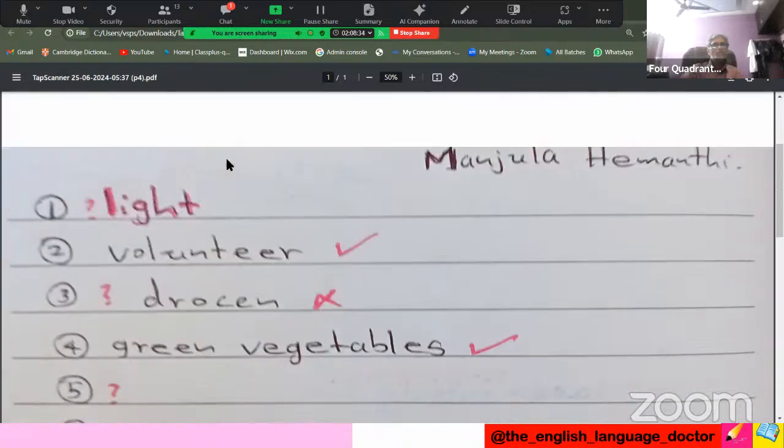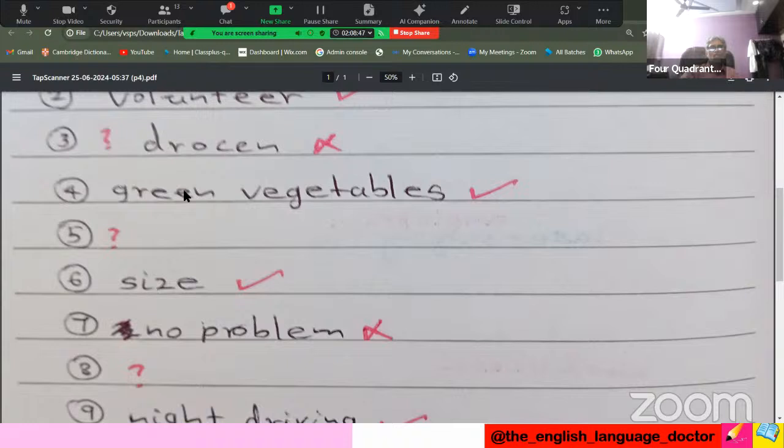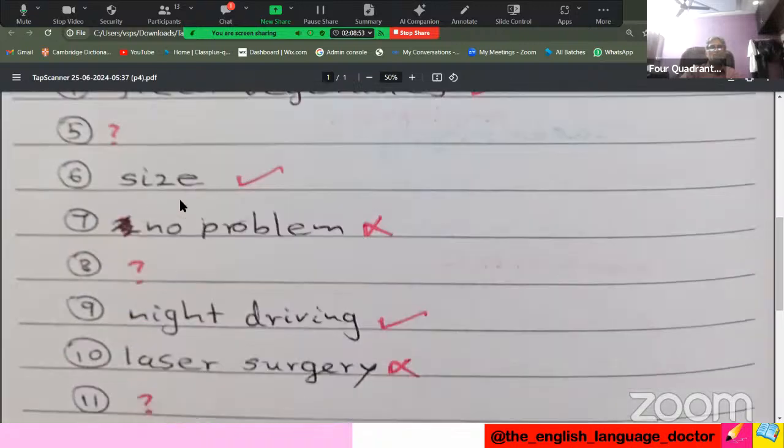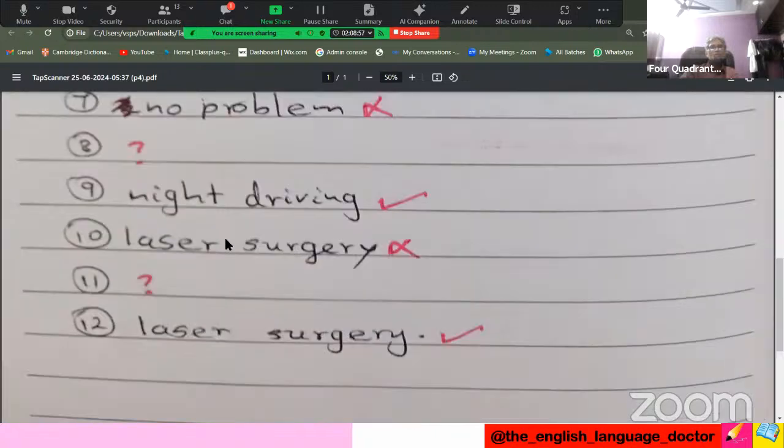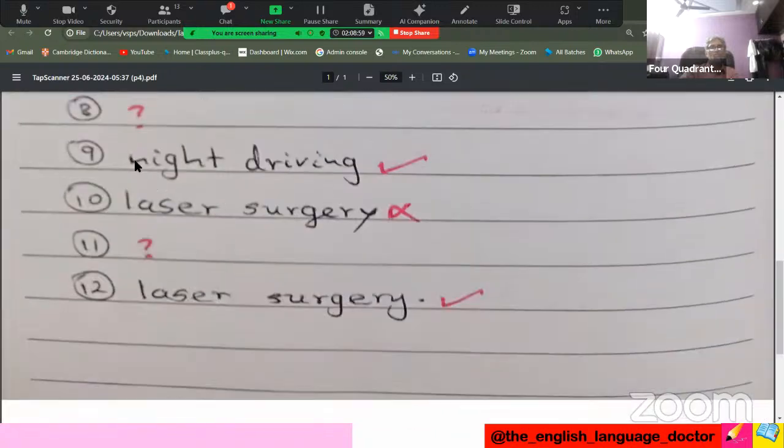Yeah. Light, volunteer. Light is correct, and volunteer. Okay. Why the spelling mistake? Green. This E is looking like C. This E is okay. This is again looking like C. Size. Z is looking like 2. No problem. Night. What is this? Is it looking like N? Is this looking like H?